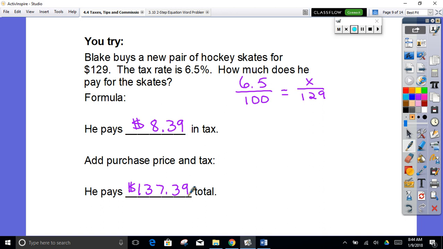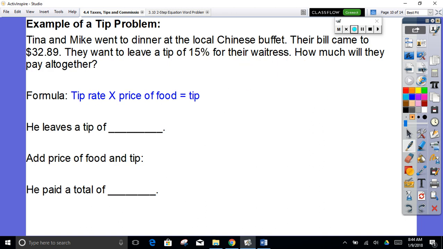Okay, let's go on to a tip example. Tina and Mike went to dinner at the local Chinese buffet. Their bill came to $32.89. They want to leave a tip of 15% for their waitress. How much will they pay altogether? So this is done just like a tax problem. You're going to take the tip rate, which is 15%, times the price of the food to get the tip. I'm also going to show you a shortcut for finding tips because if you don't have a calculator handy and you want to estimate the tip, there's a way to do that. So first we'll look at how we do it just using the formula.